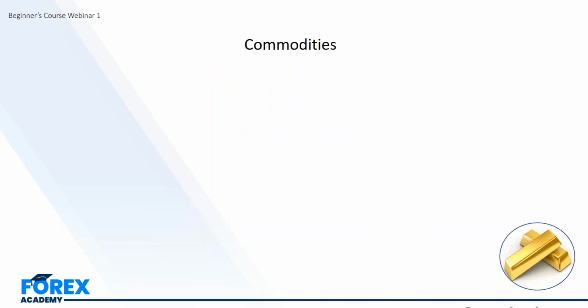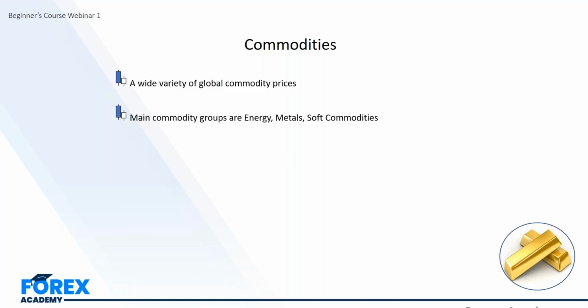Let's have a quick look at commodities. There are a wide variety of commodities to trade, and they're divided into subgroups. The main commodity groups would be energies, like your oil markets and natural gas markets. Then we'd have metals like palladium, copper, zinc, and then we'd have soft commodities, very much like the coffee that you drink in the morning, or perhaps a grain like wheat or even sugar, things like that.